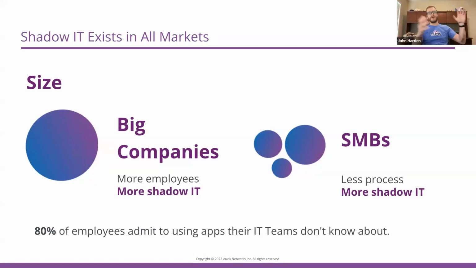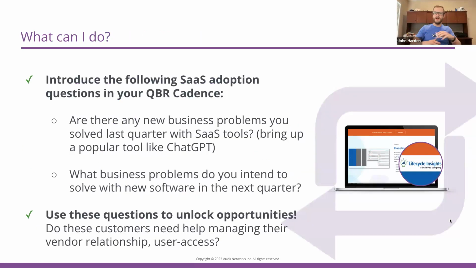And the reason is the bigger companies, you get more employees, everybody's signing up for their things. The smaller companies have less process for managing it. And 80% of employees admit to using SaaS Shadow IT. I've had people try to challenge me before that they don't have Shadow IT in their environment, and I challenge them back.